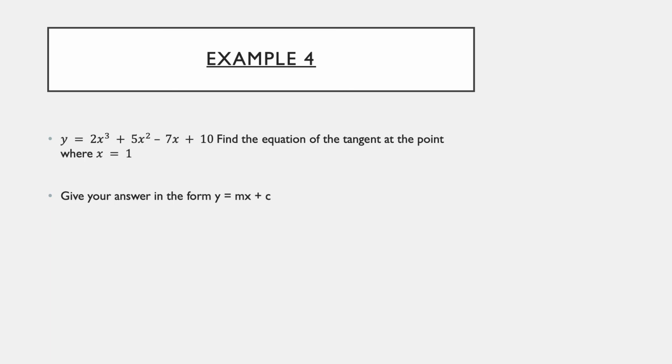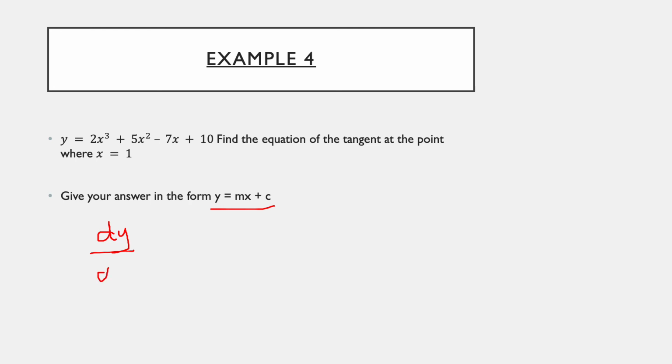Right, guys, so last example actually for today's lesson. So y equals 2x cubed plus 5x squared minus 7x plus 10. Find the equation of the tangent at the point x equals 1. Give your answer in the form y equals mx plus c. So the first thing we're going to do, guys, is differentiate the function.